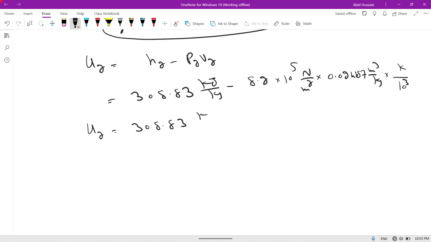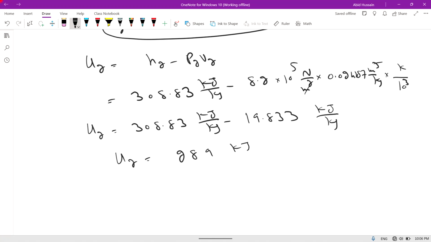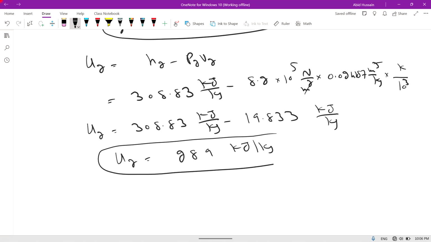So this is equal to 308.83 kilojoule per kg minus, meter square will be cancelled with meter square. This will be meter. Newton meter is equal to joule, and this is kilo, so the unit will be kilojoule per kg. If we multiply 8.2 by 10 power 5 by 0.024187 and divide by 10 power 3, the answer will be 19.833. So u2 is equal to 289 kilojoule per kg. Now we can find Q.